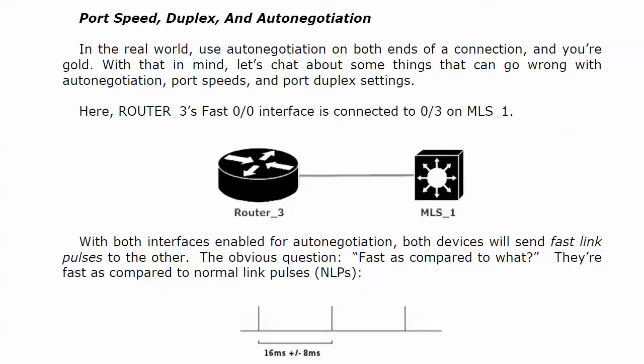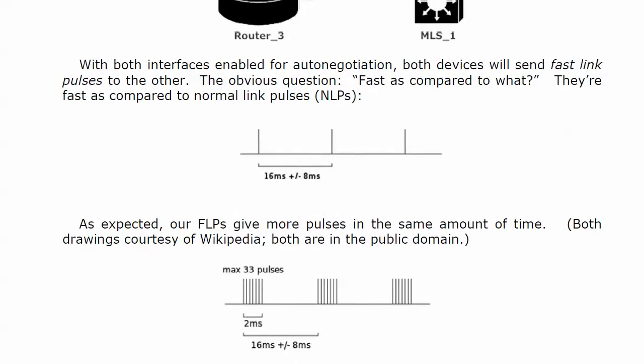Now, with both interfaces enabled for auto negotiation, what they're doing is sending what we call FLPs, fast link pulses, to each other. And of course, the obvious question is, fast as compared to what? It's a pretty relative term. Well, they're fast compared to normal link pulses. Bet you didn't see that coming. Here are the two side by side. And you can see in the same time frame we're getting a lot more pulses with FLPs than we are with NLPs. Now, you may say that's fascinating, but who cares?